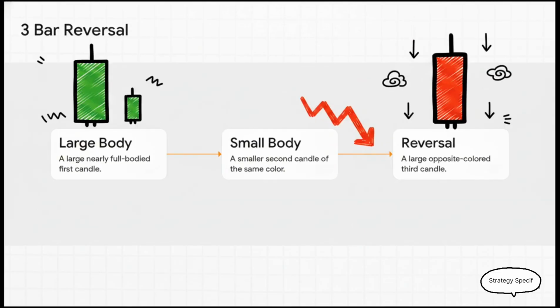Fourth, we have the 3-bar reversal. Now, this happens when a trend just straight up exhausts itself. Imagine 2 green candles, but the second one is noticeably smaller than the first. You can see momentum is dying. Then, boom, a massive red candle drops out of nowhere, completely wiping out all the previous progress. When the market runs out of steam like that, this specific pattern sparks the reversal.